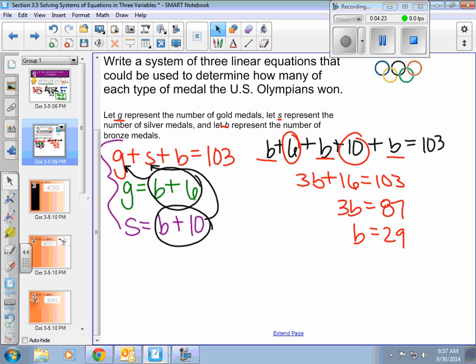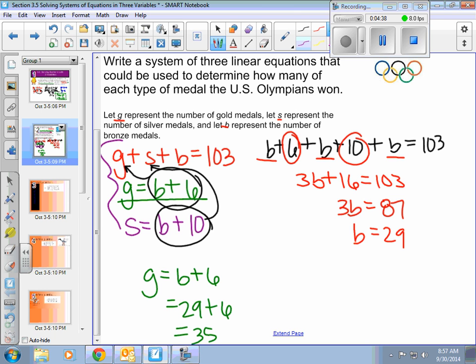Now that I have the bronze, I can use my equations here. I can use this green equation to figure out how many gold I have. It's the bronze plus 6. So we know there's 29 bronze plus 6, so that leaves us with 35 gold. Then I can figure out my silver using the purple equation. Silver is equal to the bronze plus 10, so 29 plus 10. That gives me 39. So there was 39 silver.